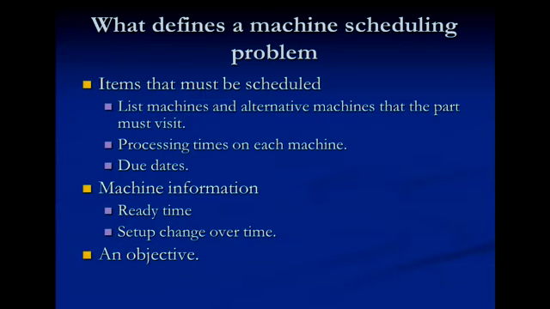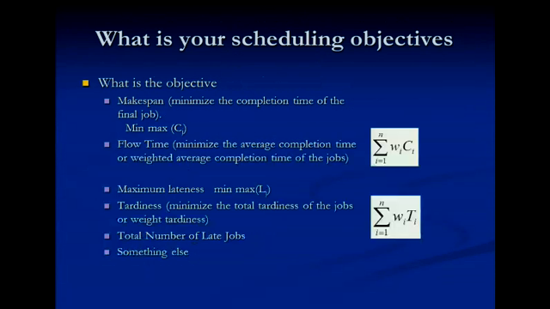What defines a machine scheduling problem? Well, first of all, you need a list of items to be scheduled, and you basically need the routing, the list of machines and alternative machines the part must visit, the processing times, the due dates. You need information that's machine specific, the ready time and the amount of time to change from job to job. And then you need an objective. And the objectives that you can have are things like makespan. I got 50 jobs. What's the shortest time I can process them in? Which is the maximum of the completion time of all the jobs.